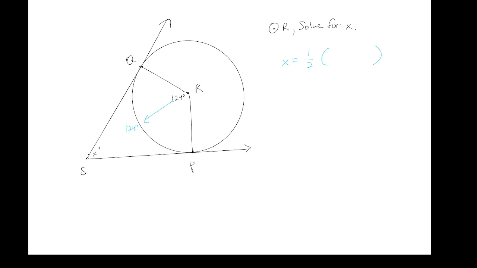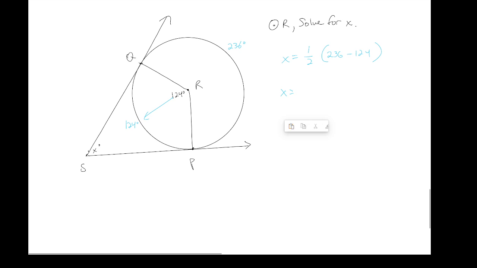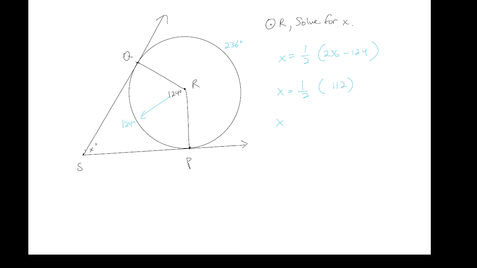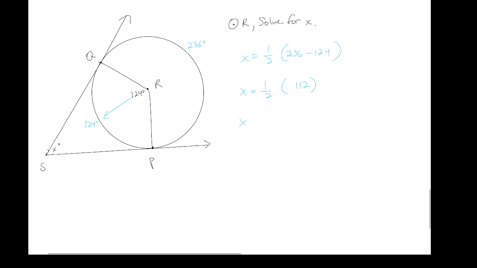So how much is the major arc? Well, it's the difference of 360 and 124, which is 236 degrees, right? Because the whole circle's got to be 360. So now we have all the numbers we need to work with. 236 minus 124. X is equal to, let's keep evaluating, 1/2 of 236 minus 124 is 112. So x is 56 degrees.